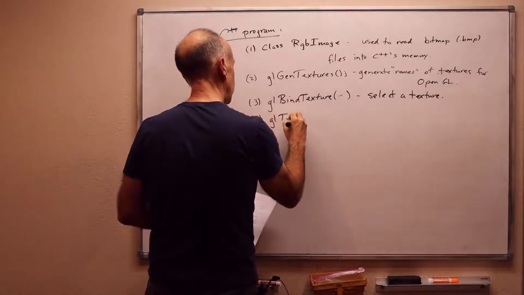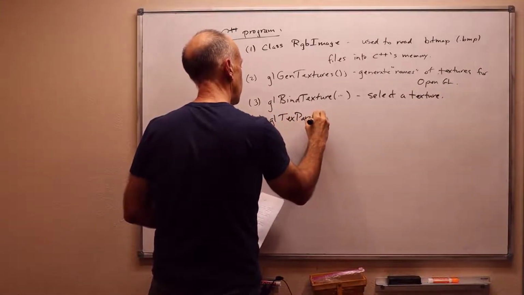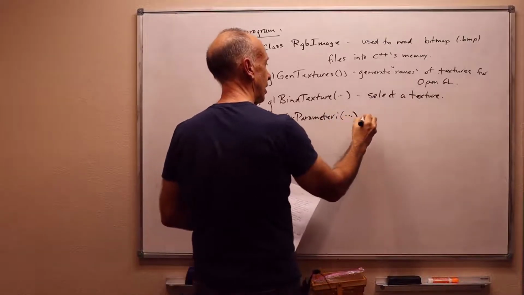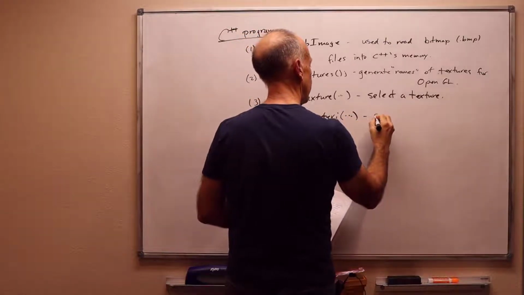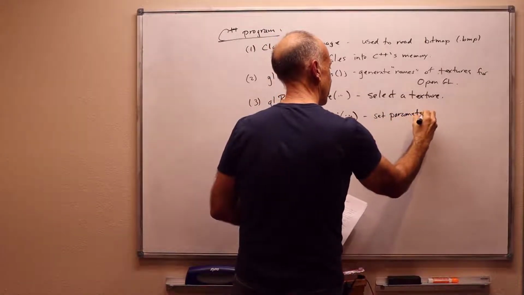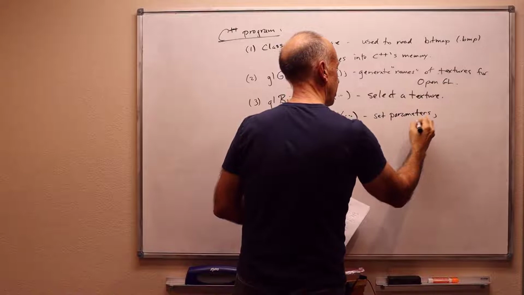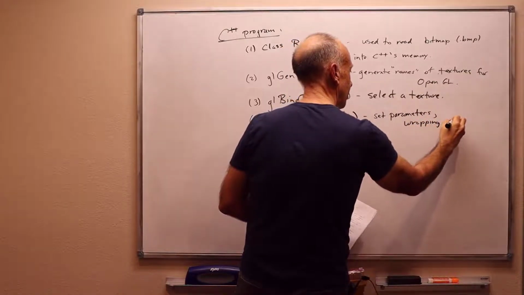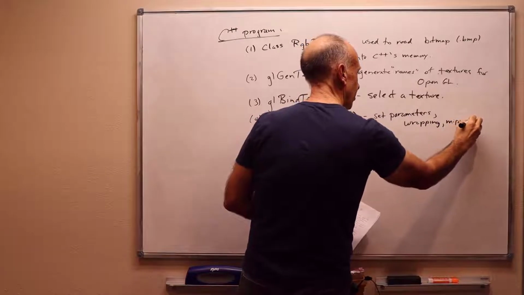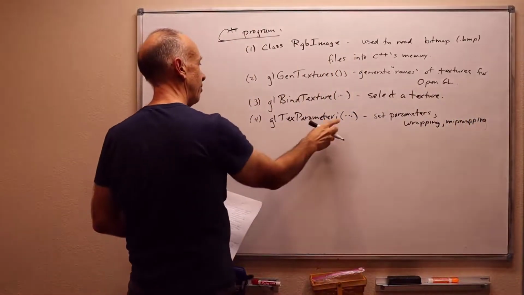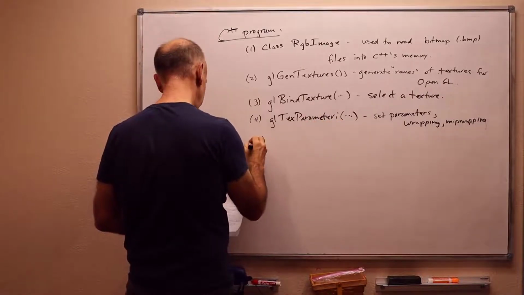There's glTexParameteri. We already saw some examples of this in earlier presentations. This is to set parameter values. For instance, wrapping and MIP mapping are controlled by calls to glTexParameteri. The i means we're passing in integer values.